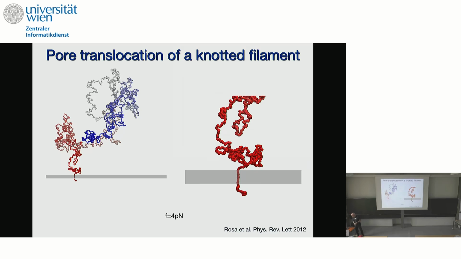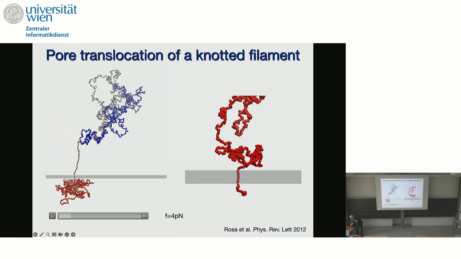And then if you try to translocate the molecules, so here is the slab. This is the pore. You put a field here that drags the molecule. So the molecule is pulled by a force that is applied only here. This is what you see. So the molecules are knotted.